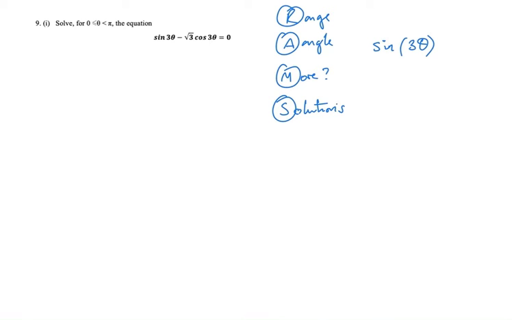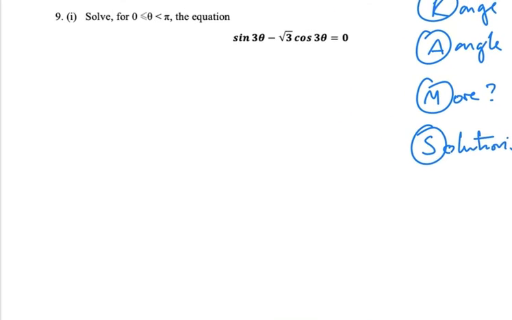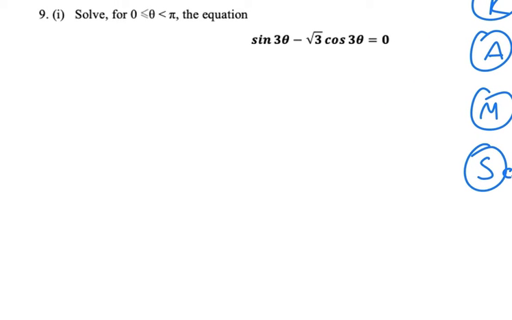So in this case, we've got sine of 3 theta. So it just makes things a little bit more complicated. Okay, so let's kick on with this example. So I've got sine of 3 theta minus root 3 cos of 3 theta equals 0.